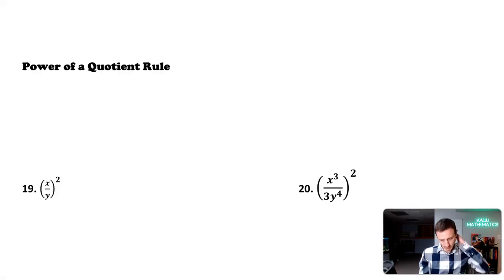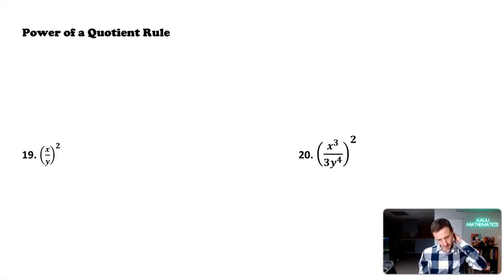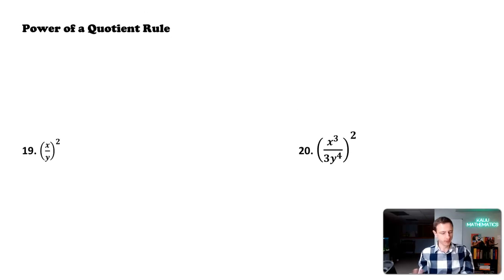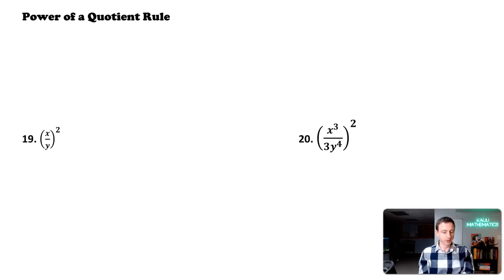Okay, let's move on. Quotients now. So power of a quotient. There's a couple ways you could think about this, but what I like to just start off by thinking is, if I have, let's just do the examples, like number 19, x over y to the 2nd power. Think about what's happening. You don't have to sit here and rely on rules. Just think about the logic behind what's happening.